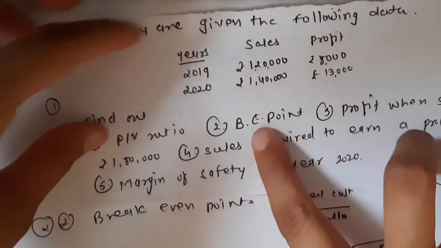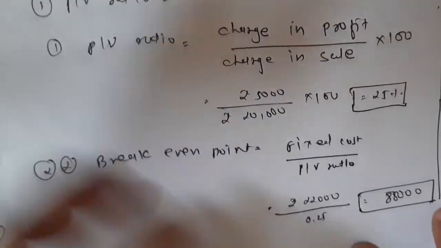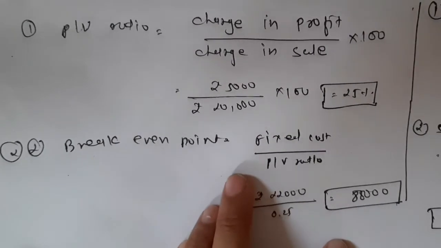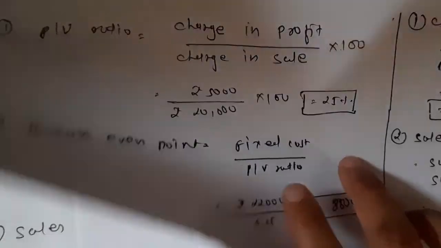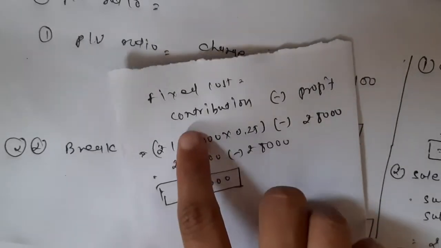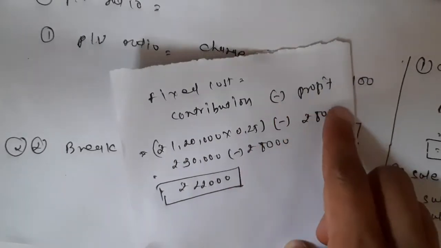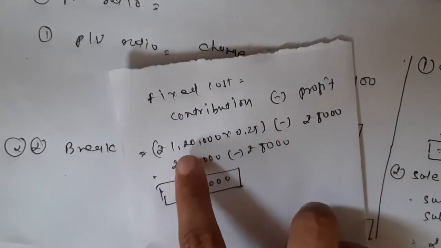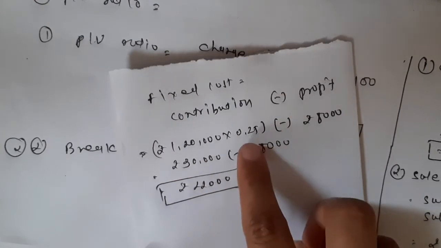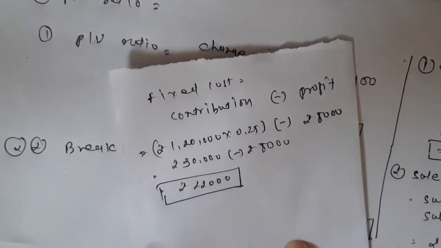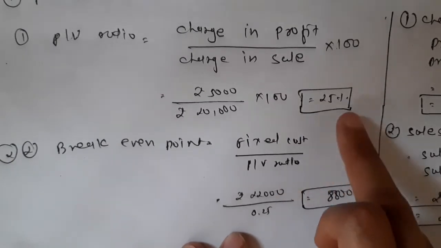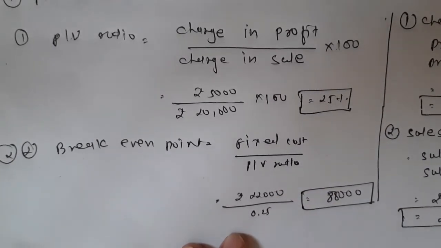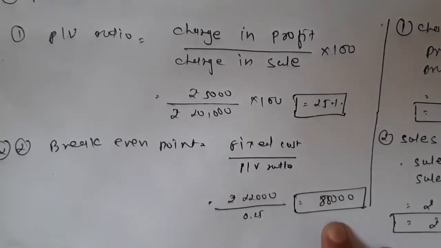Second one, they ask for the break even point. How do we find the break even point? We use the formula of the break even point. It is fixed cost divided by PV ratio. Here fixed cost is not given, so we find the fixed cost. How do we find the fixed cost? We use the formula of fixed cost, contribution minus profit. Here, for contribution we take the sale 1,20,000 and PV ratio to find the contribution and deduct the profit of rupees 8,000, which is given in the question, and finally we get 22,000 as fixed cost. Put the fixed cost here, 22,000, and PV ratio we already found earlier, it is 25%. So we get 88,000 as our break even point.